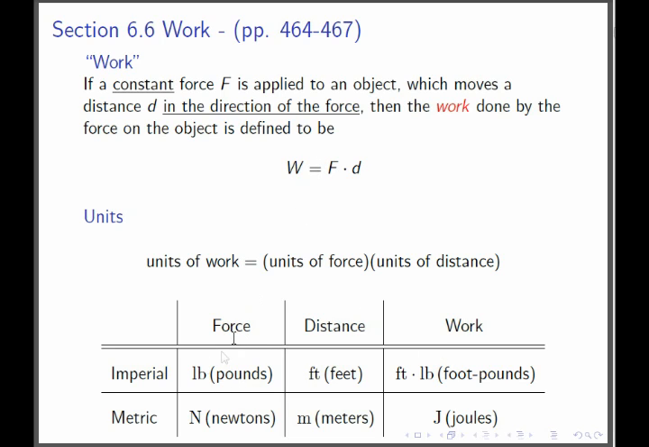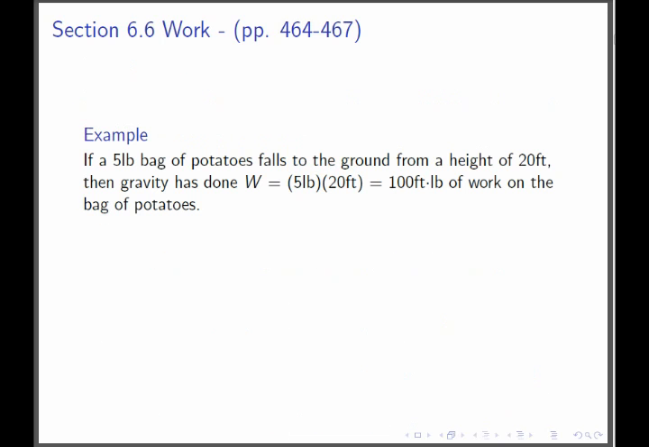A typical unit of force in the imperial system might be pounds or tons or ounces. Typical units of distance would be feet or inches or miles, that sort of thing. And therefore the units of work would be foot-pounds or mile-inches or so on. In the metric system, the standard units of force are newtons. The standard units for distance are meters or millimeters, centimeters, that sort of thing. And the units of work are joules, which we'll talk about in a bit here. Now let's first take a look at an example.